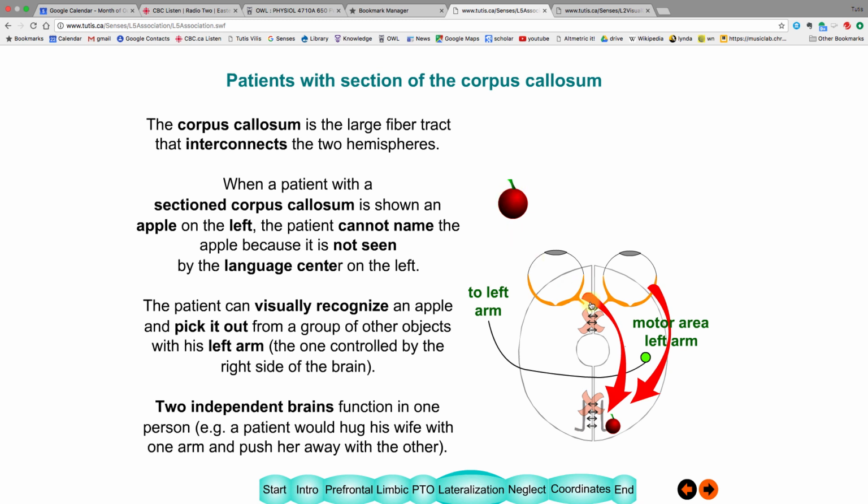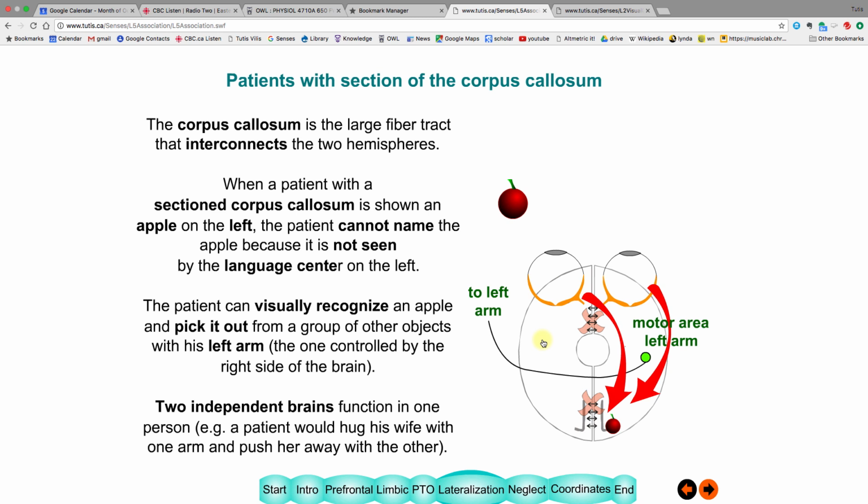But if you ask this subject what it was he was trying to reach for before he got to it, he could feel it, but he wouldn't know that it was an apple. He couldn't say apple, because his language areas were over here on the other side, the side that didn't see the image of the apple.